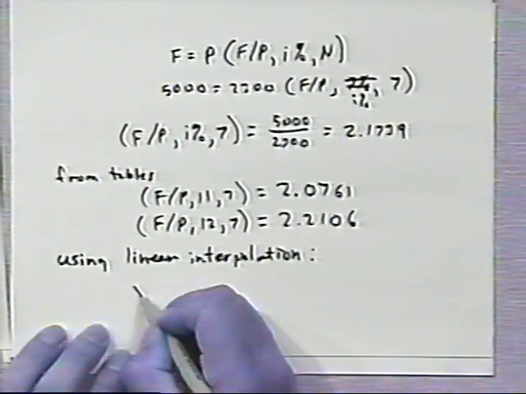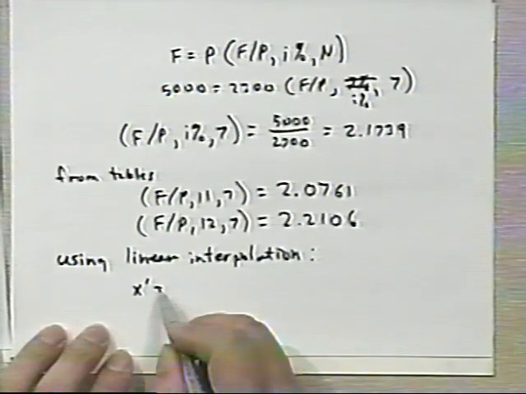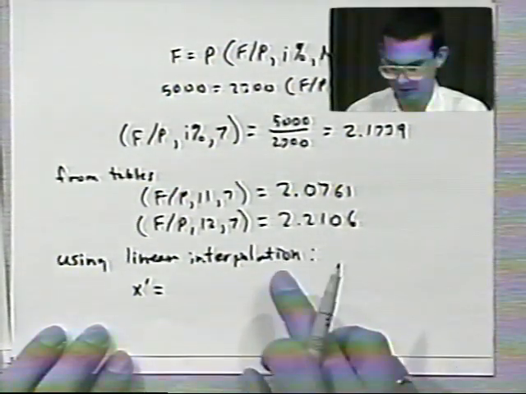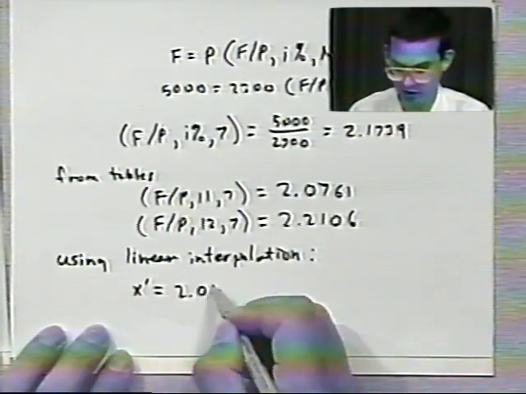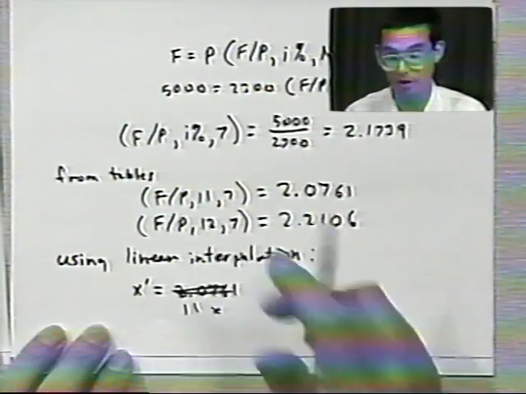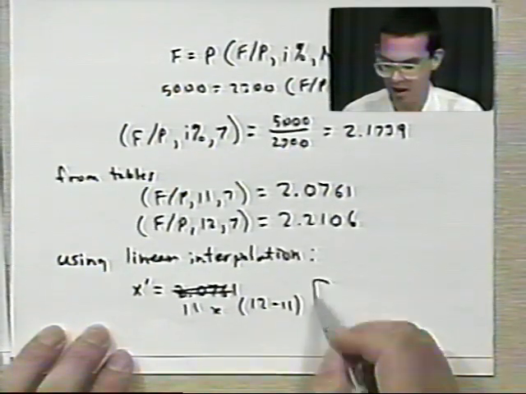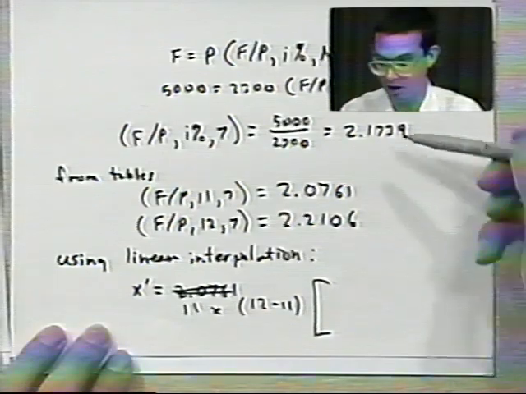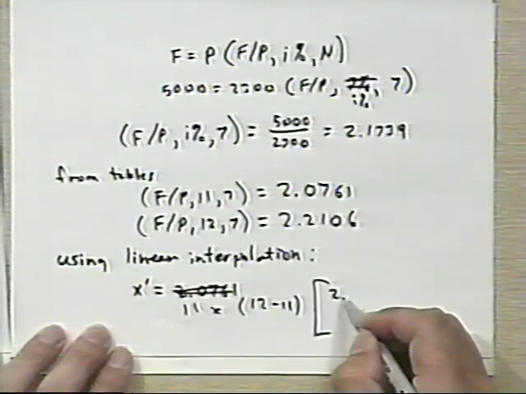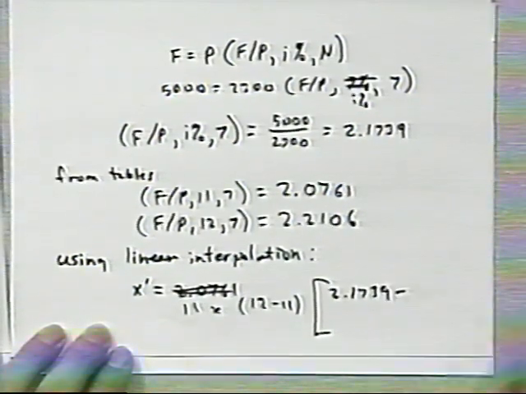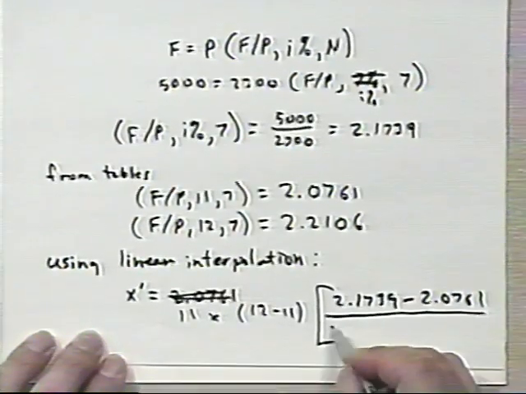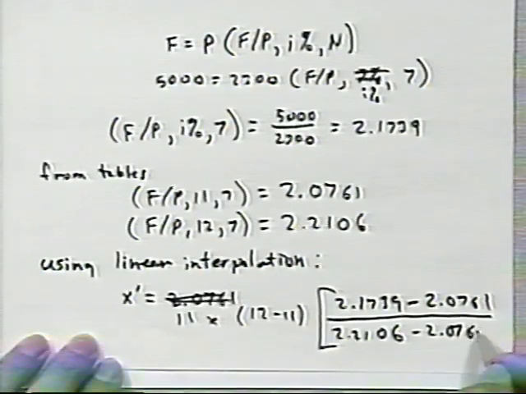So we want our x prime, and what we've got is an x1, which is the value of interest for the lower amount, 11, plus the difference between the x's, which is 1, 12 minus 11, times the difference between the value of y corresponding to the unknown value of x we're looking for, which is 2.1739, minus the lower value of 2.0761, divided by the difference between the two values, 2.2106 minus 2.0761.